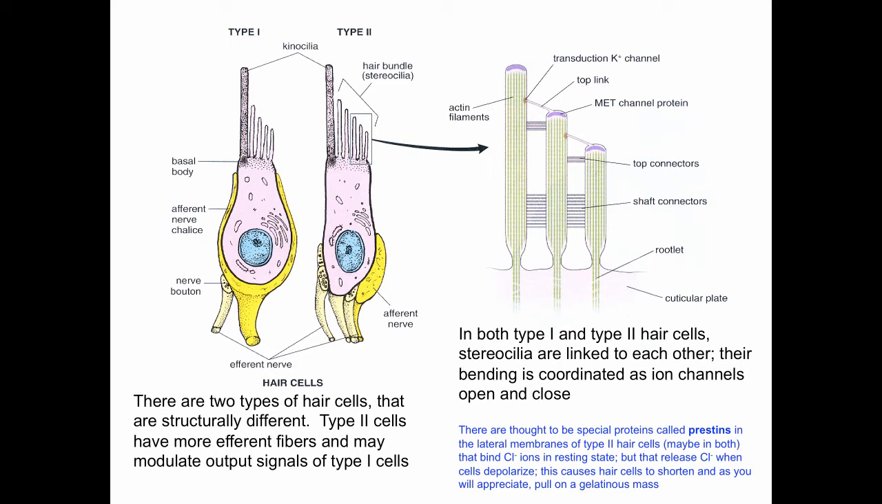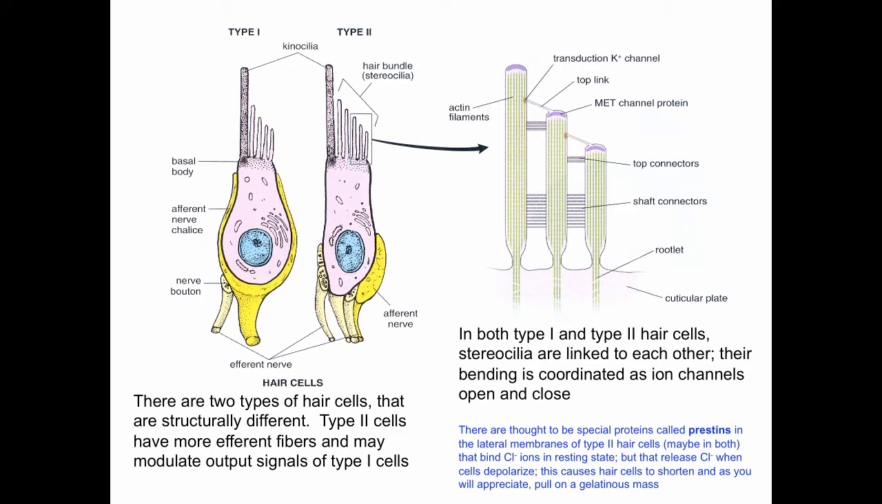The type 1 cell is a large flask-shaped cell. The type 2 cell is a more columnar-shaped cell. The type 1 cell has very large afferent neurons impinging on them. The type 2 hair cells have fewer afferent and more efferent neurons impinging on them. It's thought that the type 2 hair cells might actually modulate the output of the type 1 hair cells.